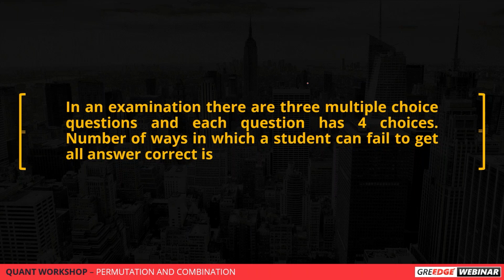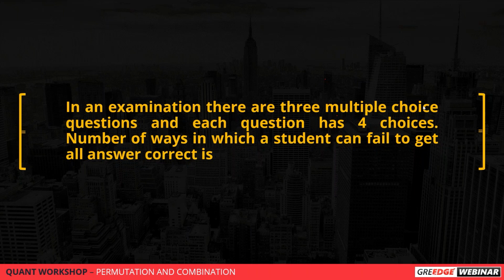Okay, try this. Okay, I will give an explanation for this one. So what is given? It is given that in an examination there are 3 multiple choice questions. Okay, so that means number 1, 2, and 3, and each question has 4 choices. That means A, B, C, D as choices.